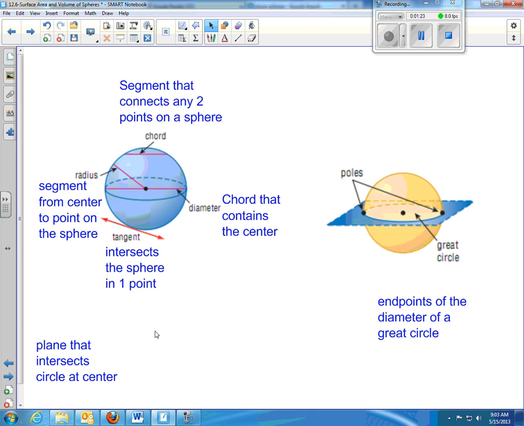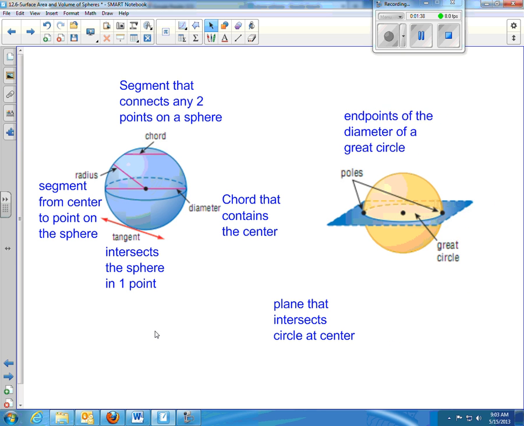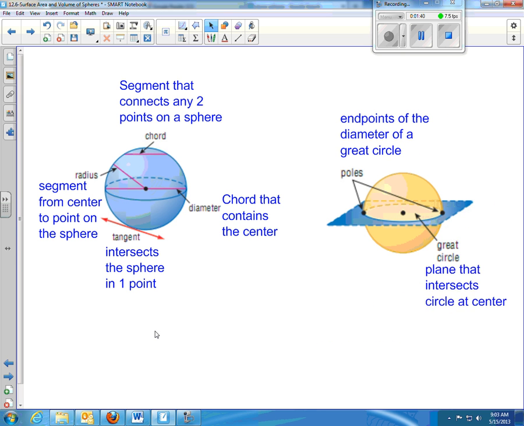So what we're left with here are two definitions we haven't seen before. A plane that intersects the sphere at the center, and endpoints of the diameter of a great circle. Well, if great circle is one of our definitions, I'm sure that this one right here that uses great circle is not the definition for a great circle. So that must be our poles, and that must be our great circle. Go ahead and pause the video so you can get those written down.